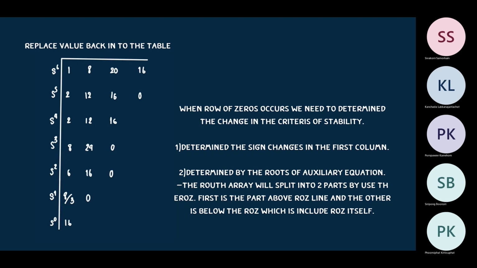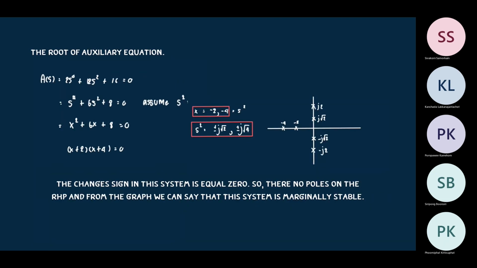When a row of zeros occurs, we need to determine the stability in two steps. First, determine the sign changes in the first column. Second, determine by the roots of the auxiliary equation. The Routh array will split into two parts by using the zero row. The first is the part above the zero row, and the other is below, which includes the zero row itself. For the roots of the auxiliary equation, as you can see, the sign changes in the system equal 0, so there are no poles on the right-hand side. And from the graph, we can say that this system is marginally stable.